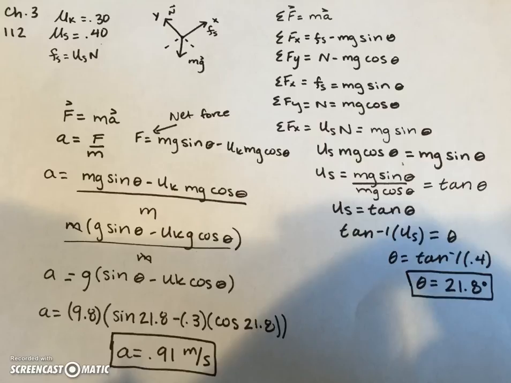This is my Newton's second law reassessment, chapter 3. And the problem that I chose is question 112. The coefficient of static friction between a brick and a wooden board is 0.40, and the coefficient of kinetic friction between the brick and board is 0.30.